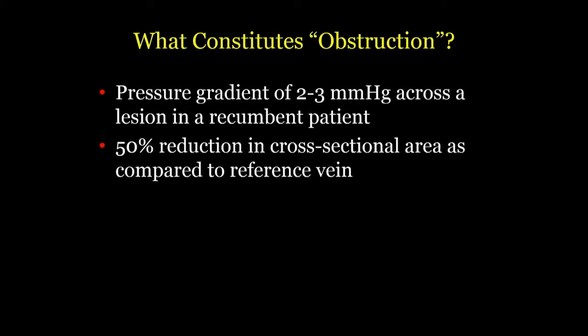So therefore, what about the 50% reduction in the cross-sectional area as compared to the reference vein? This is sort of the established guideline that most people use. The problem is that it's not validated.